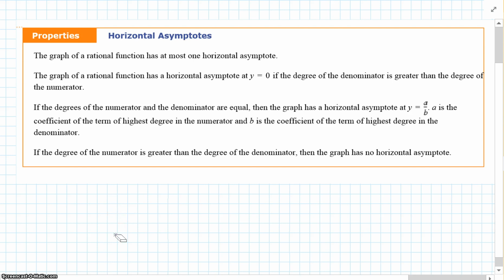If the degree of the numerator and the denominator are equal, the graph has a horizontal asymptote of y equals a over b, where a is the coefficient of the highest degree term of the numerator and b is the coefficient of the highest degree term of the denominator. If the degree of the numerator is greater than the degree of the denominator, then it has no horizontal asymptotes.